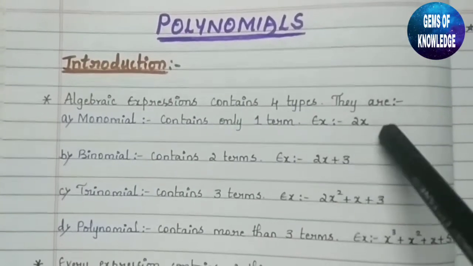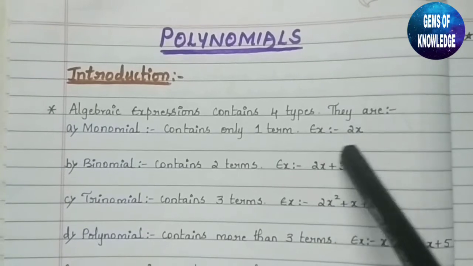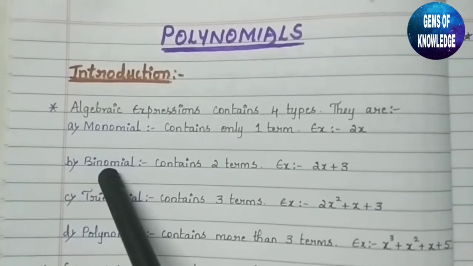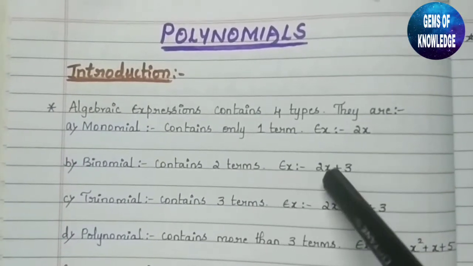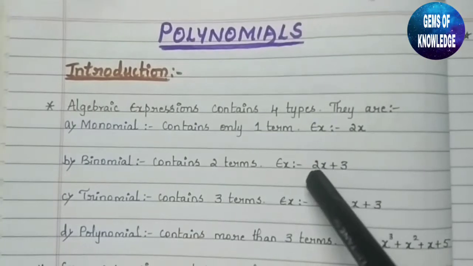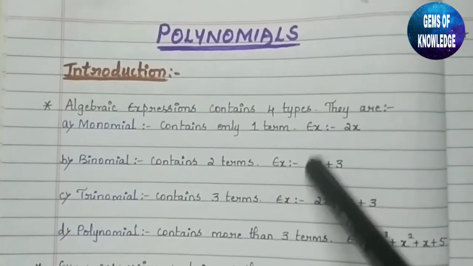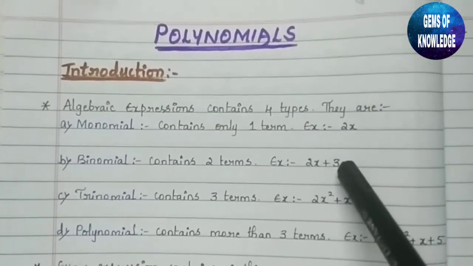For example, an example is given here. As you can see, 2x. This is only one term and this is known as monomial. Okay, next comes binomial. It contains 2 terms. So as you can see, 2x plus 3, this 2x is a single term and this 3 is another term. You can say that this expression is a binomial since it contains 2 terms.